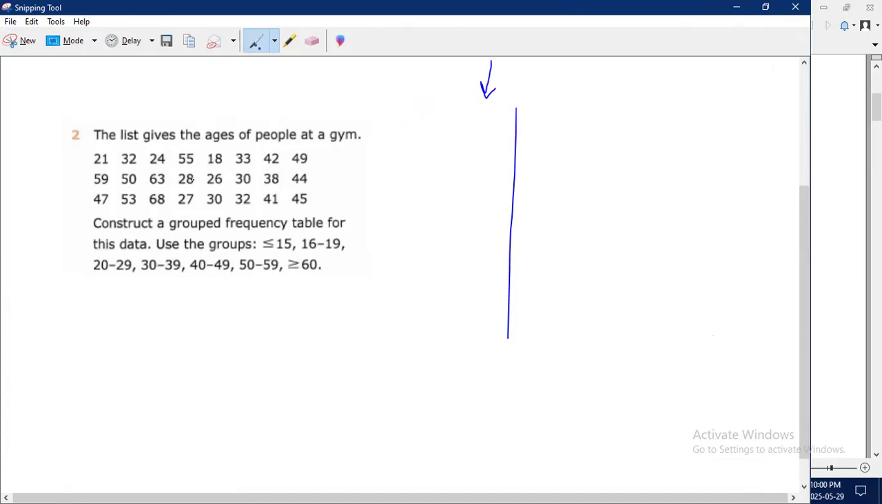So here we need to check the data. All the values have 2 digits, okay? 21, 32, we have 2 digits. So what should be my stem? I need to think. I will use the tens values, okay? Because they are fixed.